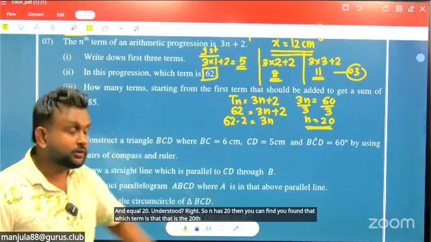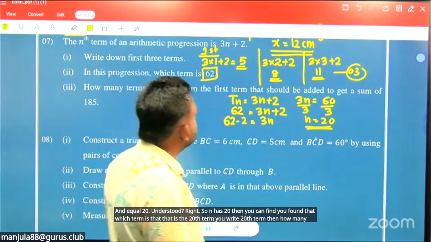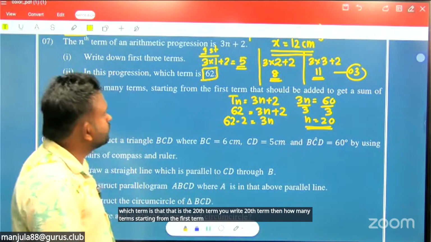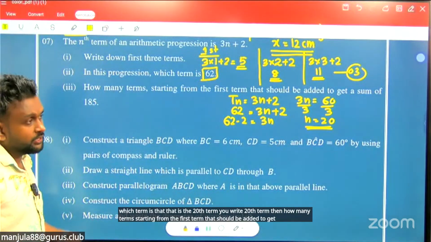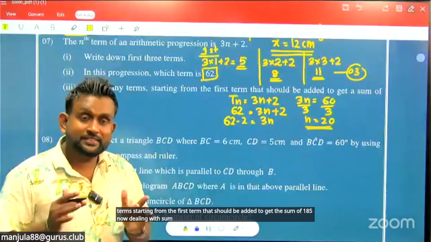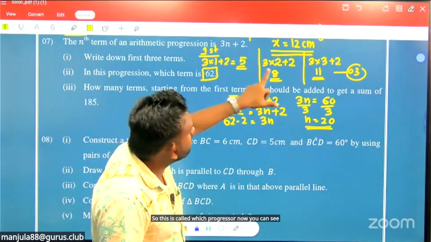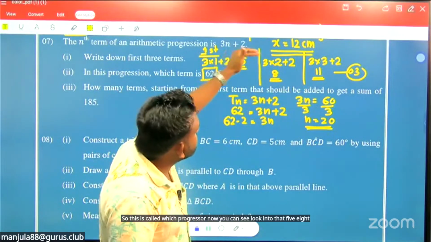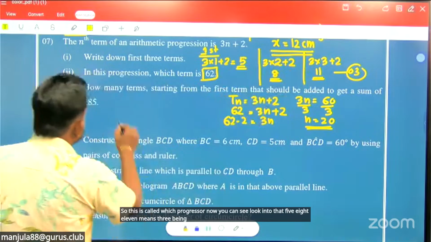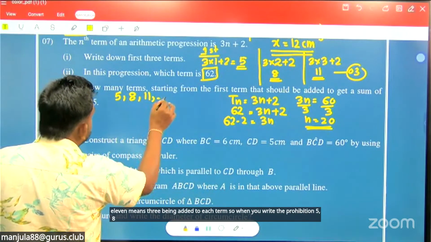You write 20th term. Then how many terms, starting from the first term, should be added to get the sum of 185? Now we are dealing with a sum. So this is called which progression? Now you can look into that. 5, 8, 11 means 3 is being added to each term. So when you write the progression: 5, 8, 11 and so on.